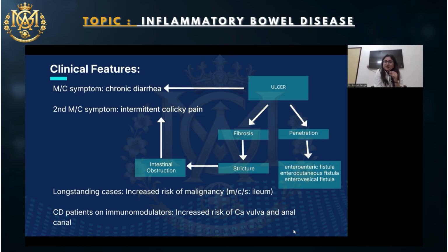Now, the ulcer can have two fates. It can either fibrose and heal, or it can penetrate into the bowel wall. If the ulcer heals or there is fibrosis of the ulcer, it will lead to stricture, and that stricture will ultimately cause intestinal obstruction. This intestinal obstruction is the actual cause of the second most common symptom that the patient presents with, that is colicky abdominal pain.